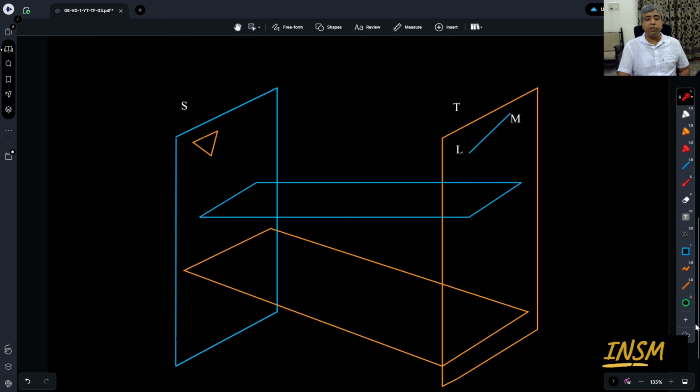Now we see the same thing in the diagram. This is set S, this is set T, two parallel planes. You can draw a triangle in set S here. You can draw a line in set T because it is a plane, and all the points between L and M will lie on this plane. Now for rectangle, you can either take vertically opposite points or offset points and draw as many rectangles as possible, with perimeter 48.